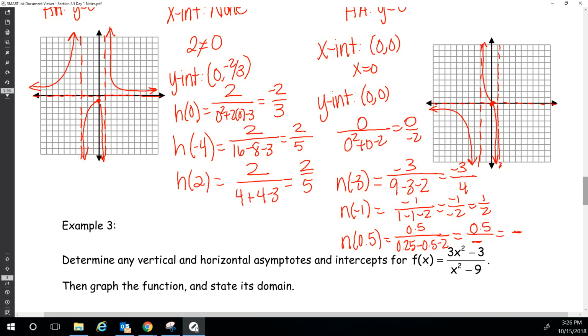And then last up, I'm going to find a number bigger than 1 and test it to see if my graph is up here or down here. So let's go with 2. If I plug in 2, I get 2 divided by 2 squared is 4, plus 2 minus 2. This is 2/4, which reduces down to a positive 1/2, which means we're up here. And there's our graph. Come back for video 3, and we will do example 3 on video 3.